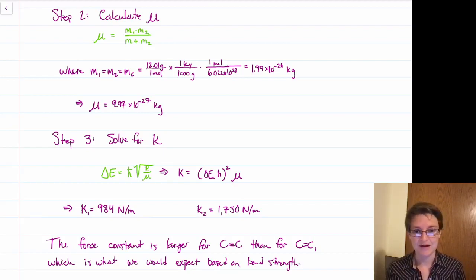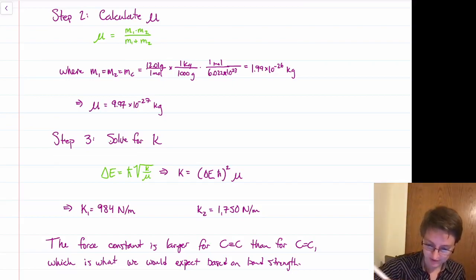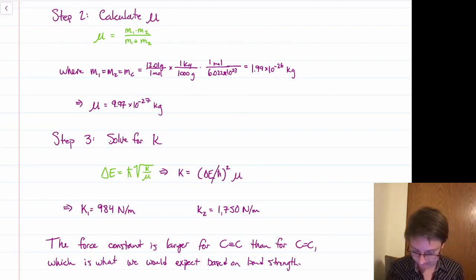The units come about from doing a systematic unit analysis of delta E in joules, Planck's constant in joules per... I deleted my divide by sign. Sorry, it should be delta E divided by h bar squared times mu. So h bar is in units of joules times second, and mu is in units of kilograms. So that gives us an overall unit of newtons, a measure of force, divided by meters, the distance.